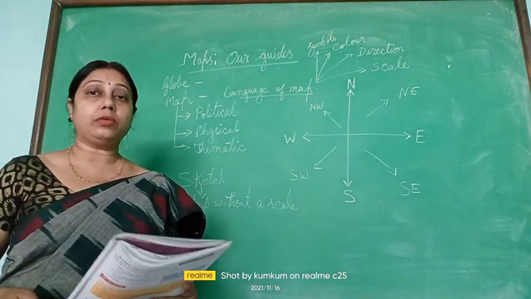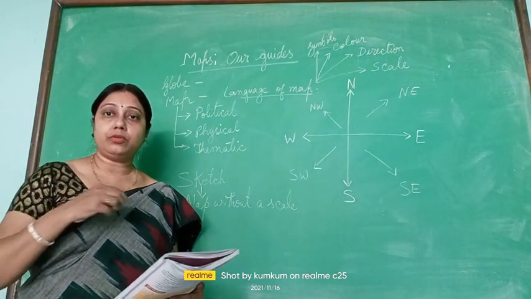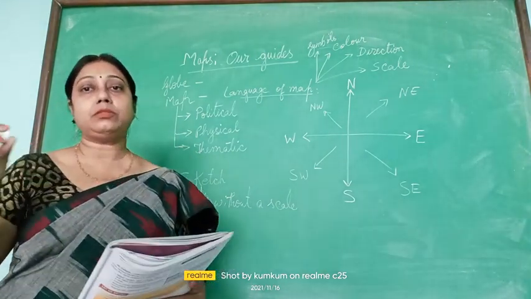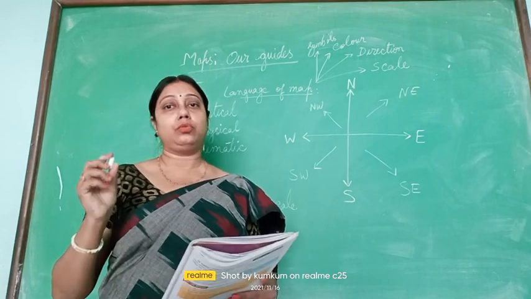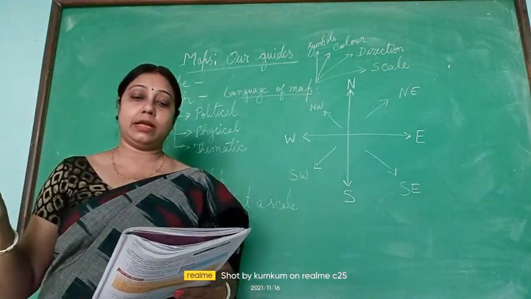A map without a scale is called a sketch. That means a rough drawing. You are drawing a rough sketch, which means no measurement is there. So those drawings are known as sketches. Freehand drawings are known as sketches.